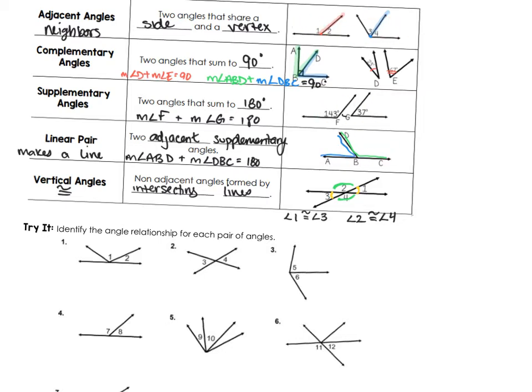So maybe they're supplementary. So if I look at my picture, we are looking at angle 1, this guy right here, and angle 2, this one right here. Well, those angles together, they don't make a straight line. We're missing this part. So these can't be a linear pair, and they can't be supplementary because they don't make a line. So this pair is just adjacent. So pause the video, try filling in the rest of these, and then unpause when you're ready to check your answers.